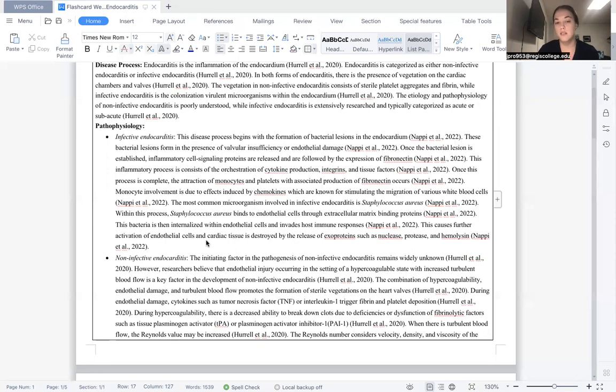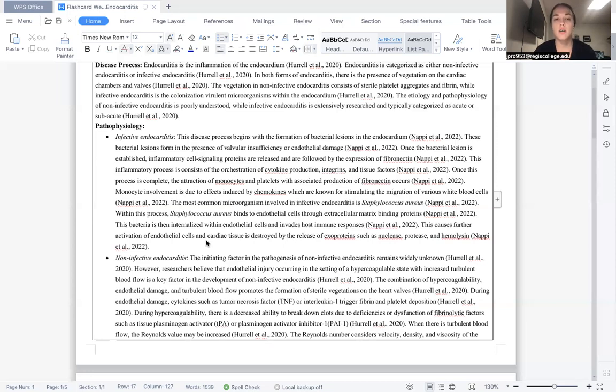Once that process is complete, monocytes and platelets are attracted, and we see an associated production of fibronectin further occurring. Monocytes become involved because of the effects induced by chemokines, which are known for stimulating the migration of different types of white blood cells. So I decided to go further into the involvement of Staphylococcus aureus because it is the most common microorganism that we see in infective endocarditis.